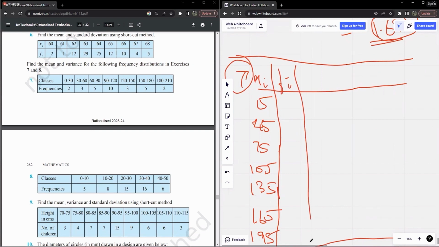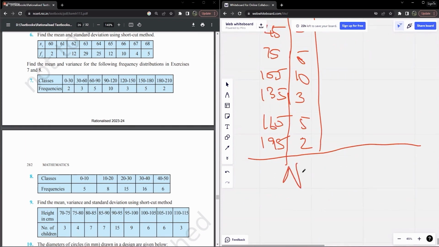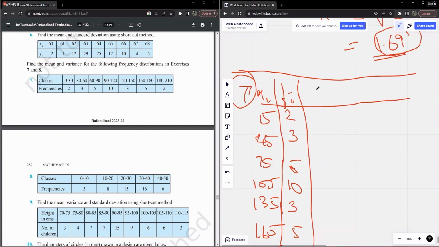Their individual frequencies being 2, 3, 5, 10, 3, 5, and 2. Notice that 2, 3, 5 is 10, 3, 5, 2 is 10, there is another 10. So your n is basically equal to 30.